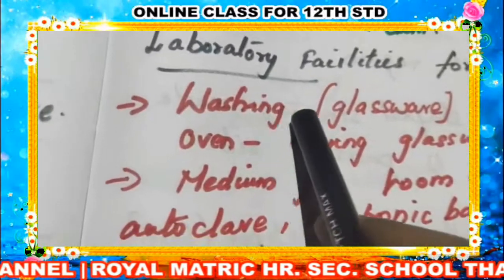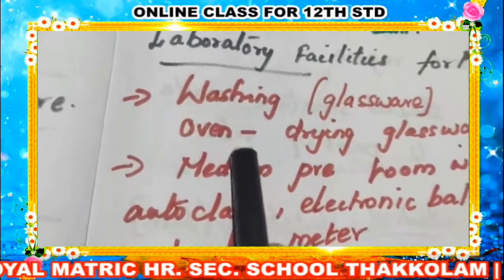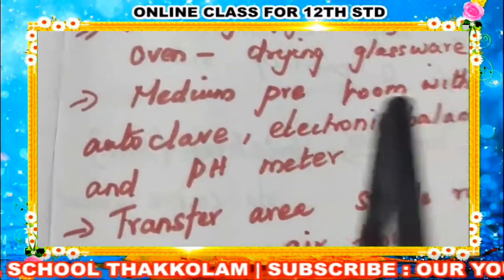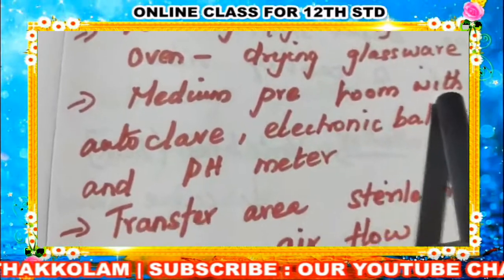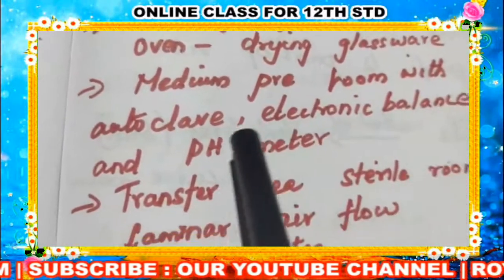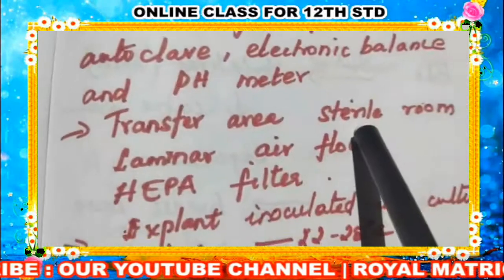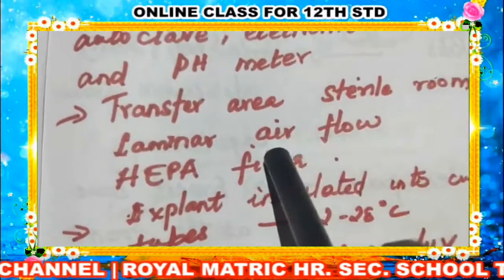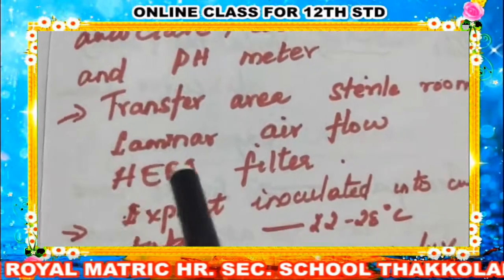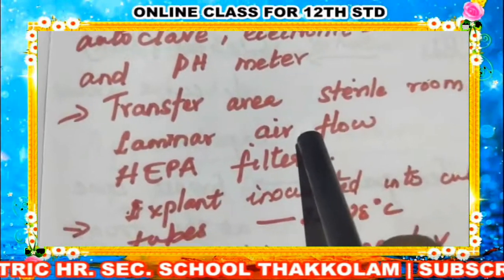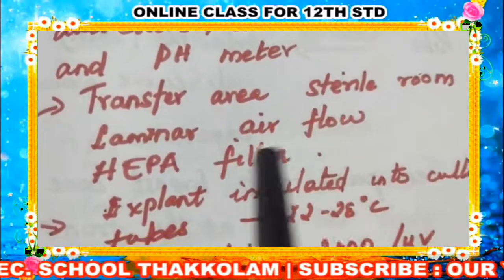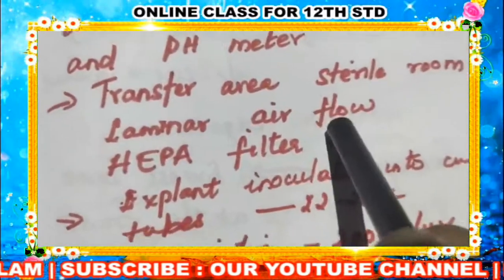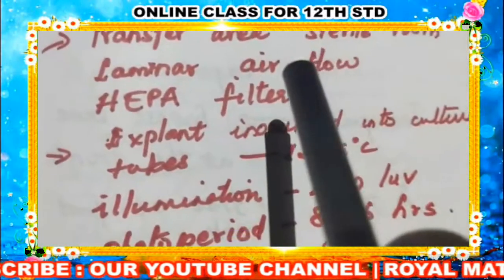I repeat, the laboratory facilities. First of all, the laboratory should have facilities to wash glass and an oven to dry the glassware. The medium preparation room, where the medium is prepared, should have the autoclave, electronic balance and pH meter. And the transfer area should be a sterile room. It should have laminar airflow, positive ventilation, and HEPA filters, that is high efficiency particulate air. It should not have any bacteria. It should be in aseptic condition. I told you before, aseptic is without any contamination.